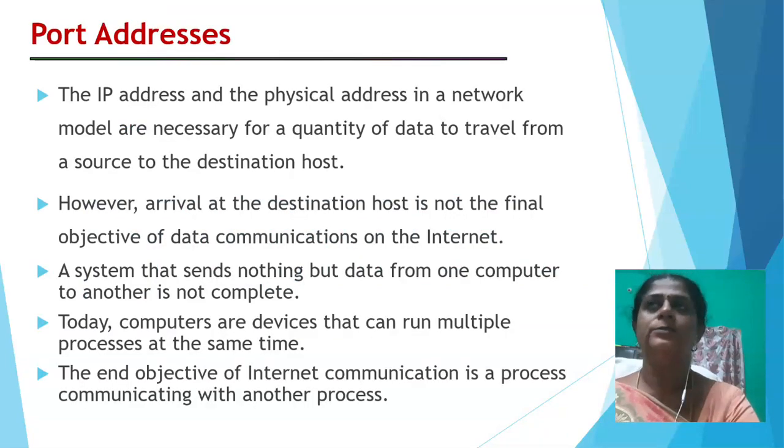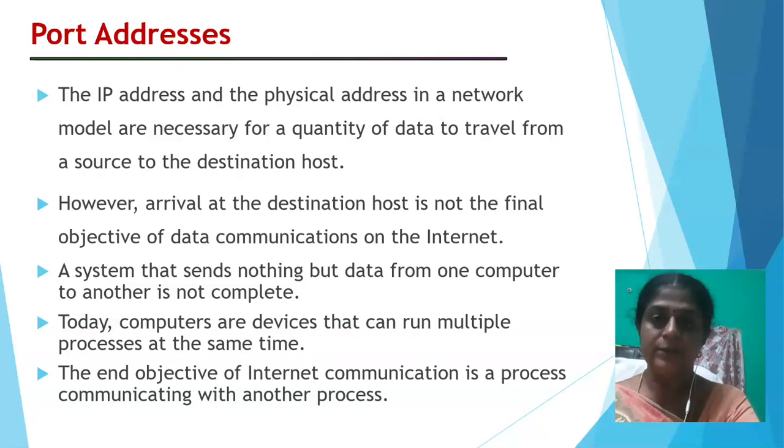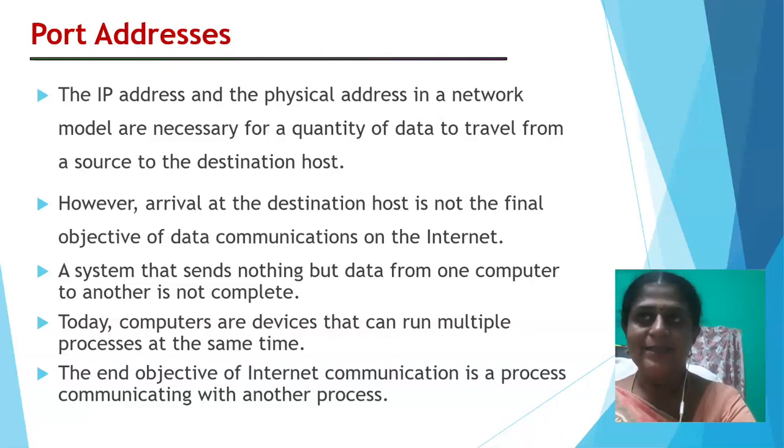Now let us move on to port addresses, and so we have to climb up to the next layer, which is called the transport layer. The transport layer is responsible for transferring the segments of data from one process to another process. So the IP address and the physical address in a network quantify the data: from which system to which system you are going to transfer the data in the form of frames or packets. Now, after reaching the system, to whom do you have to deliver the data?